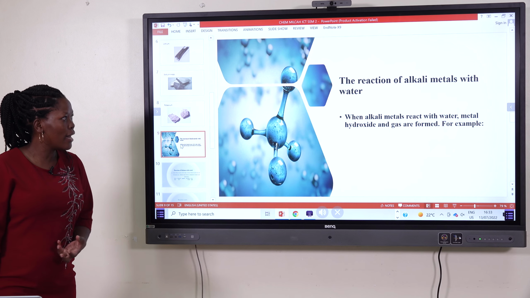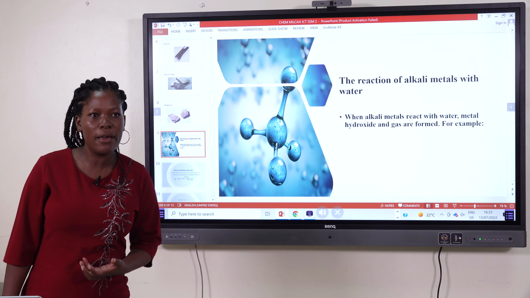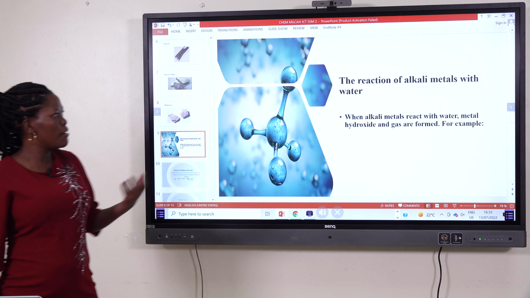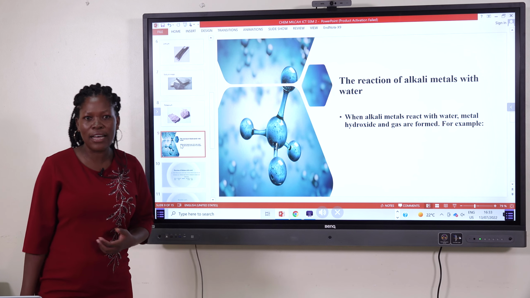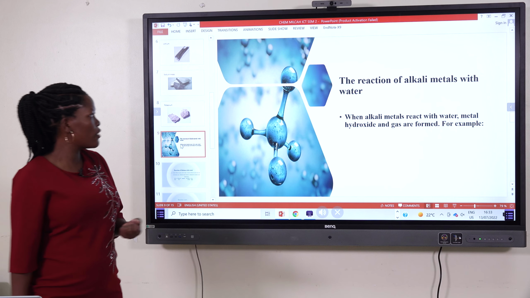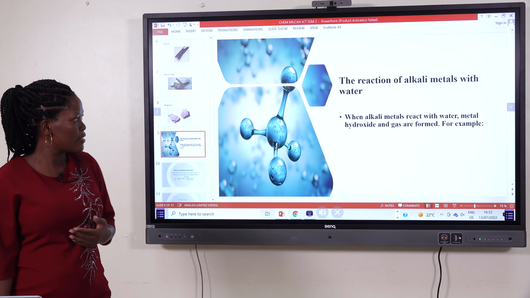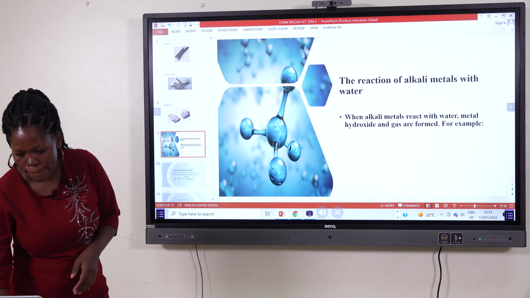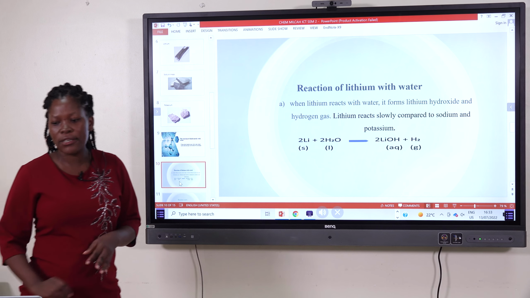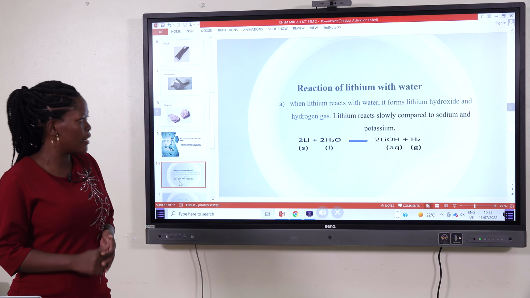Now we are looking at the reaction of these alkali metals with water. How do they react with the water? Alkali metals react with water to give us metal hydroxide and hydrogen gas. In this case, we are going to look at how lithium will react with water to give us the product. Now we see that when lithium reacts with water, it will give us lithium hydroxide and hydrogen gas.